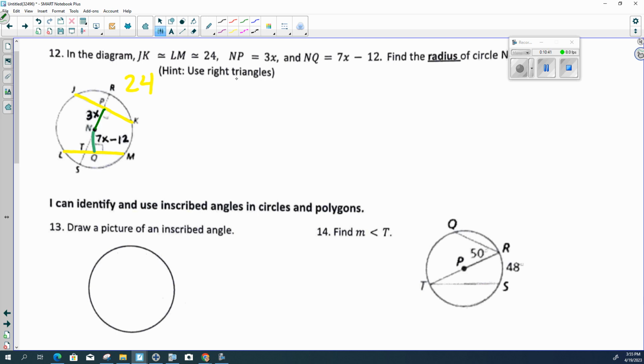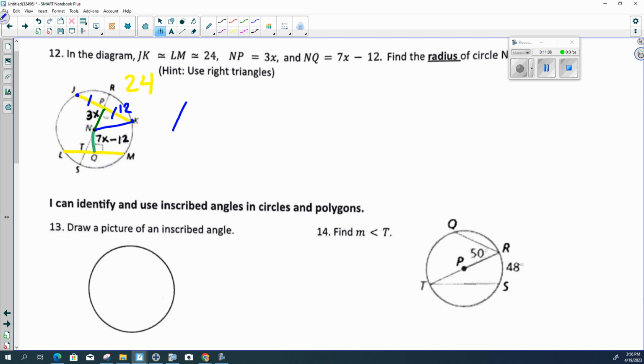It's just not the case. So what we want to do is draw a right triangle. That's one of the radiuses. NK would be a good radius to find. So how do we go about doing that? Well, if from J to K is 24, if a diameter intersects a chord at a right angle, then it bisects it. So I know these have to be equal, which would make this piece a 12.